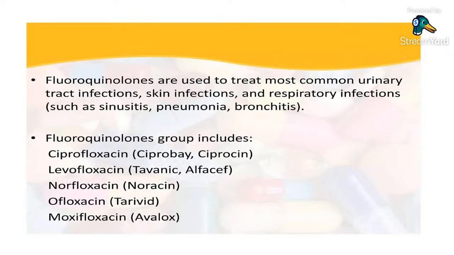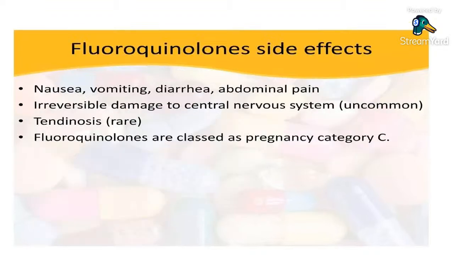Fluoroquinolones are used to treat most common urinary tract infections, skin infections, and respiratory infections. The fluoroquinolone group includes ciprofloxacin, levofloxacin, norfloxacin, ofloxacin, and moxifloxacin. Fluoroquinolone side effects include nausea, vomiting, diarrhea, abdominal pain, irritability, and damage to the central nervous system. Fluoroquinolones are also classed as pregnancy category C drugs.